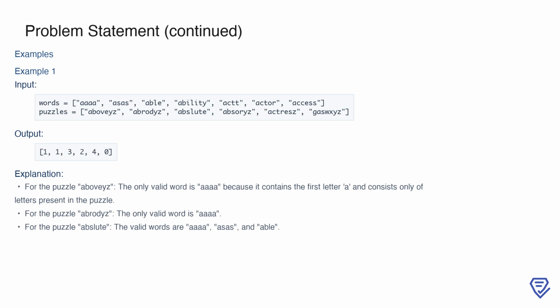For the first puzzle, abaves, the only valid word is AAAA because it contains the first letter and all of its letters are present in the puzzle. For the second puzzle, abridas, the valid word is again AAAA. For the third puzzle, absolute, the valid words are AAAA, ASIS, and able. These examples illustrate how the constraints determine whether a word can match a particular puzzle.